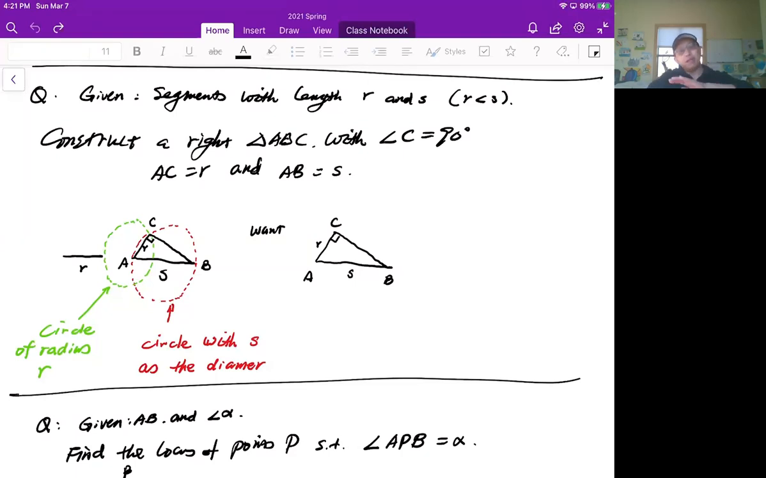So C has to be on that circle. On the other hand, C is also on the other circle around A with a radius of R. So the two circles intersect at two points, and then we can get the right triangle.